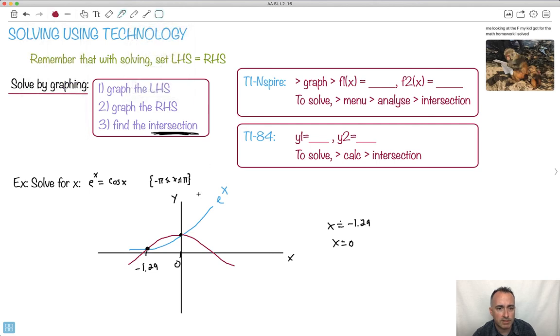See, I've solved this in this domain at least. Right? There might be other solutions. In fact, there's going to be lots more. If I kept going, keep in mind what this graph does. This graph actually keeps going like this, like that. So it's going to cross a bunch more times. So it's important to keep in mind what kind of domain restrictions you're given. That's why I like this in here. Nice.